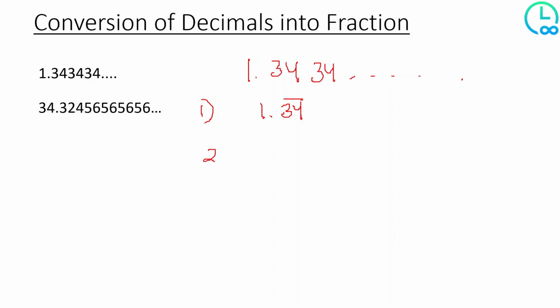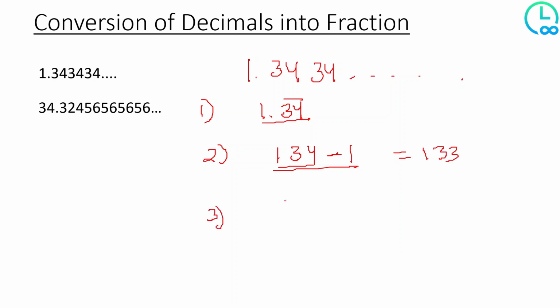After that, second step: 134 minus 1. What I have done, this is the numerator part. You write the complete number, this is 134. 134 minus the non-repeating part. Non-repeating part is 1 here. So this is the second step. You got 133. This is your numerator.